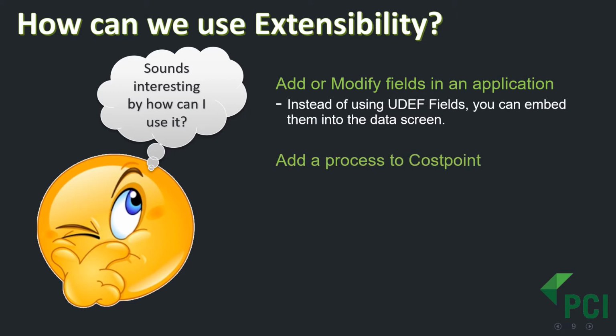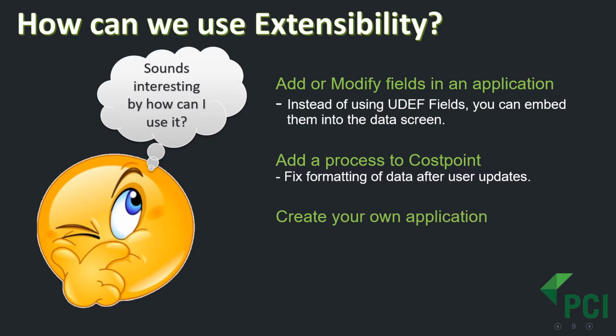You can add a process to Costpoint. You're not changing any of the processes that are there, you're just adding to them. A good example is the fixed formatting of data after user updates. You can also create your own applications so they have their own menu item directly in the Costpoint menu. Maybe create a separate storage location for company-specific data that really doesn't fit in with any particular application within Costpoint.